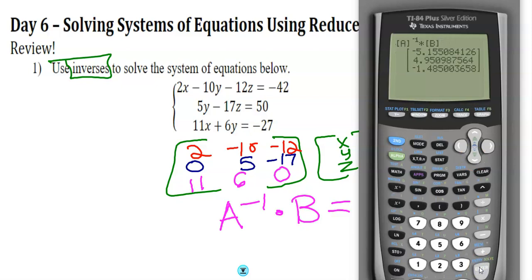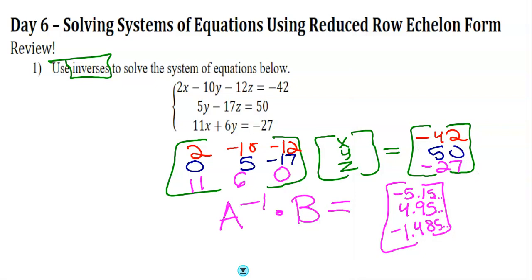And I have these answers. They are in decimal form. So now I'm going to change them to a fraction. Whoa. So these are pretty wild. So maybe I want to just keep them as a decimal. All right, so I found the inverse of A times B, and these are my answers that I got for X, Y, and Z.